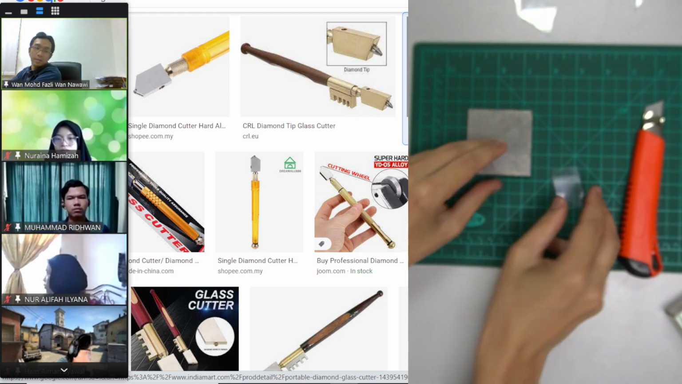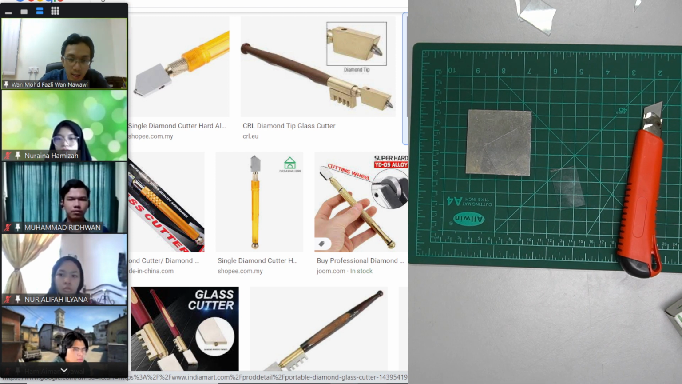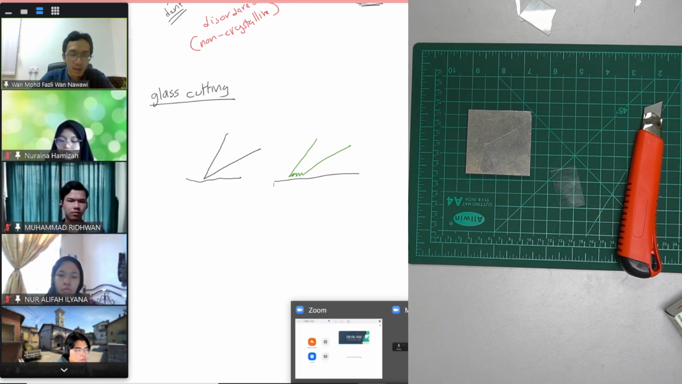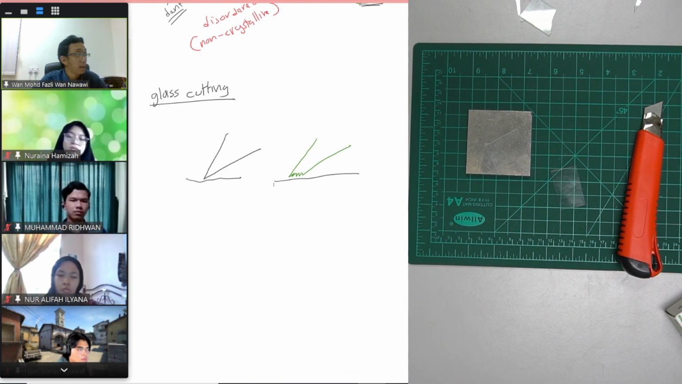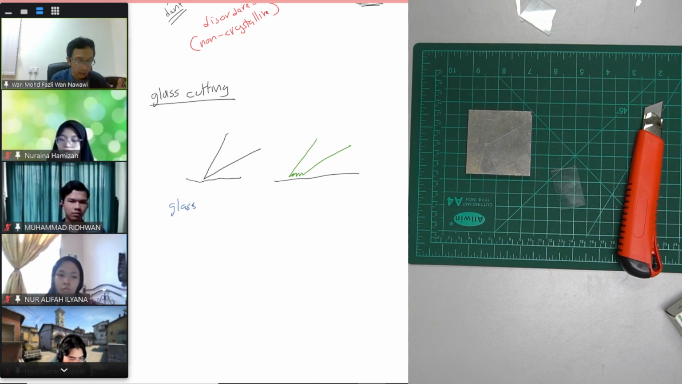Let me talk about the reason behind that, because this is one of the properties of ceramic. So let me put this down. First you need to understand that glass or ceramic or Dalgona is non-crystalline.